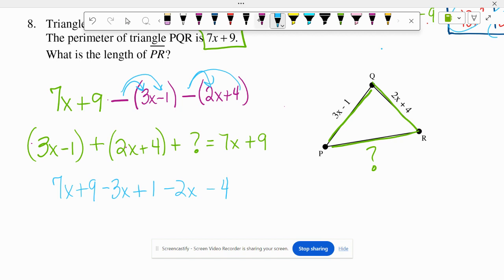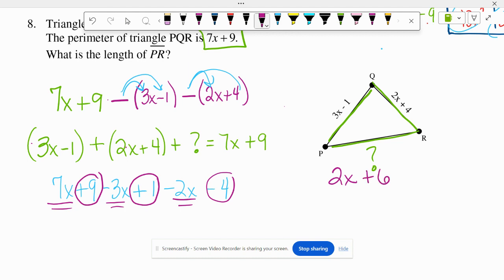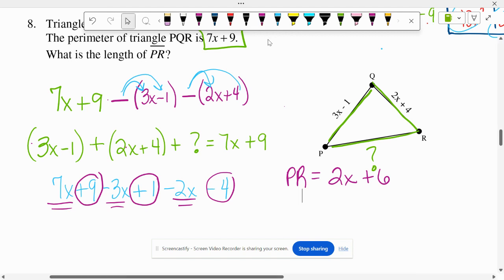Awesome. You feel like you can combine those like terms, Tiana? What's 7 minus 3 minus 2? Awesome. And what is a positive 9 plus 1 minus 4? Awesome. So our missing side is 2x plus 6. Good job, you guys. That's awesome. Are we doing okay?